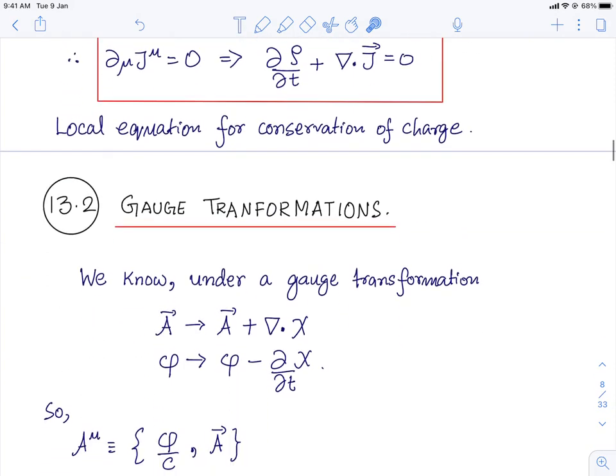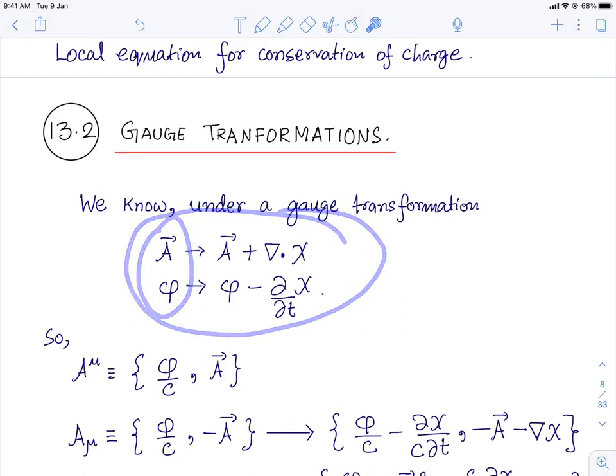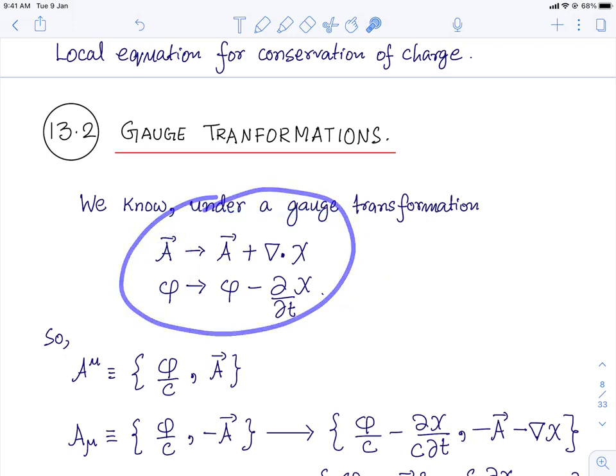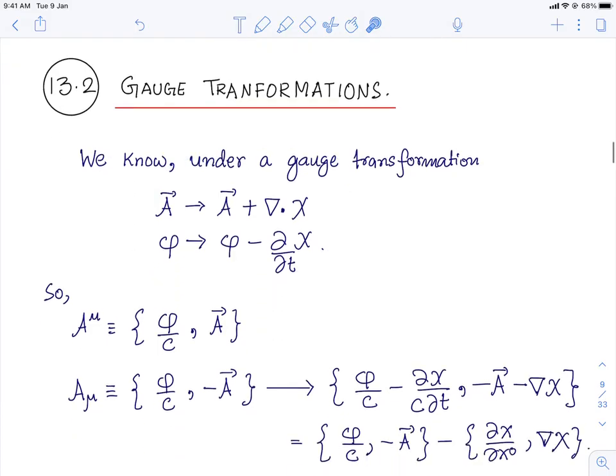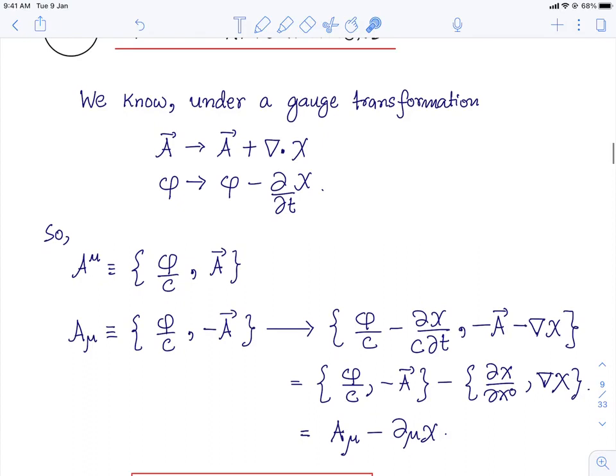What about gauge transformations? Now next, let us get to gauge transformations. So we know that the gauge transformation for the potential, the components of the four potential, or the vector potential and the scalar potential, happens in this way. This is the gauge transformation, and this is the vector form, and this is the covector form of this object.